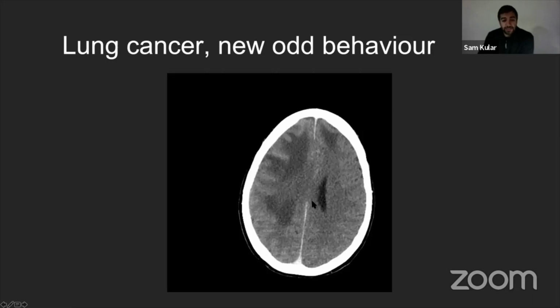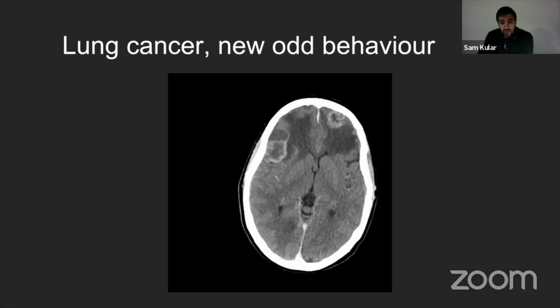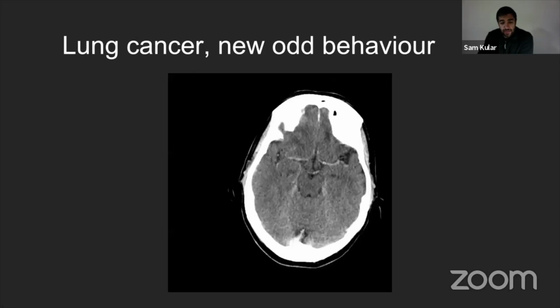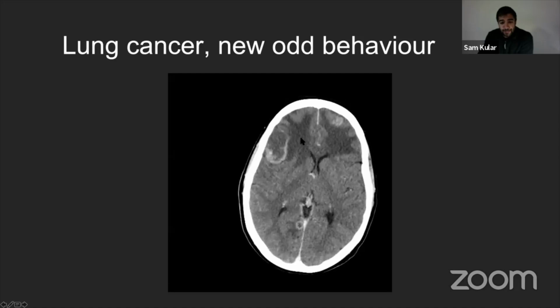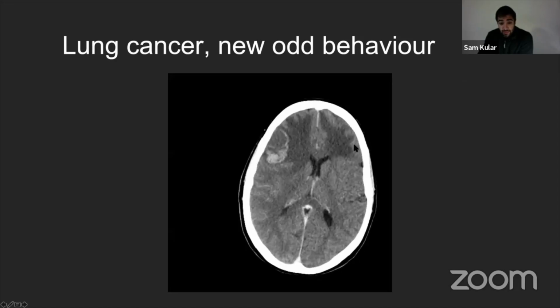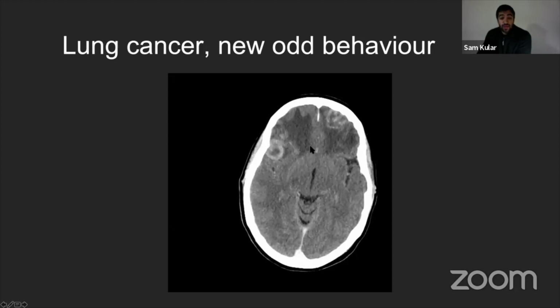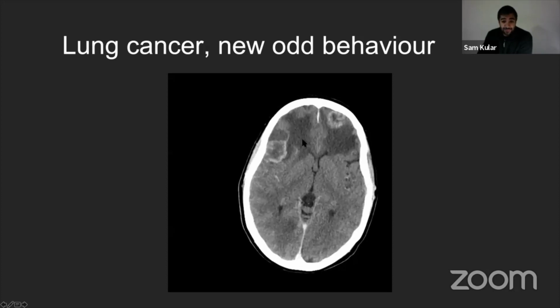So this was a slightly different case. This is a patient with known lung cancer. So odd behavior, scrolling through this. A few slices here. So we can see that there is abnormality within both frontal lobes. And then we can see some areas of higher density which look like they are defined. You could almost draw a ring around them. And these are in keeping with metastases.